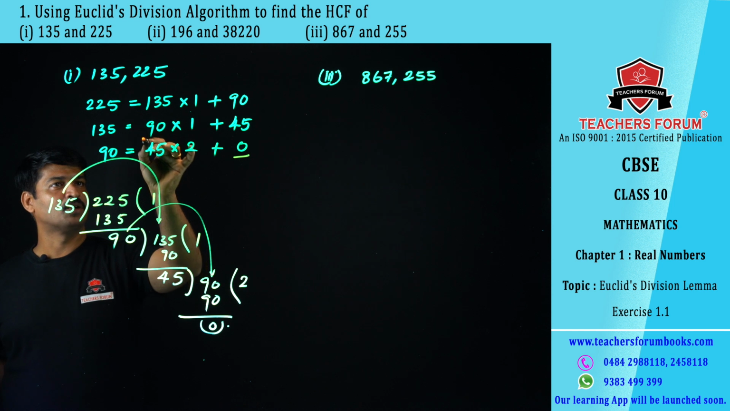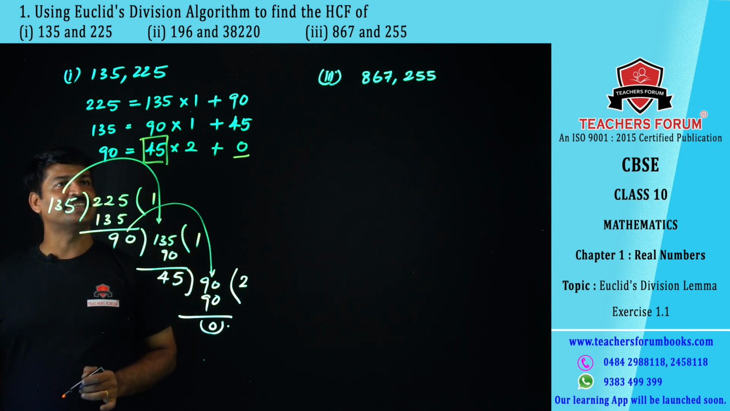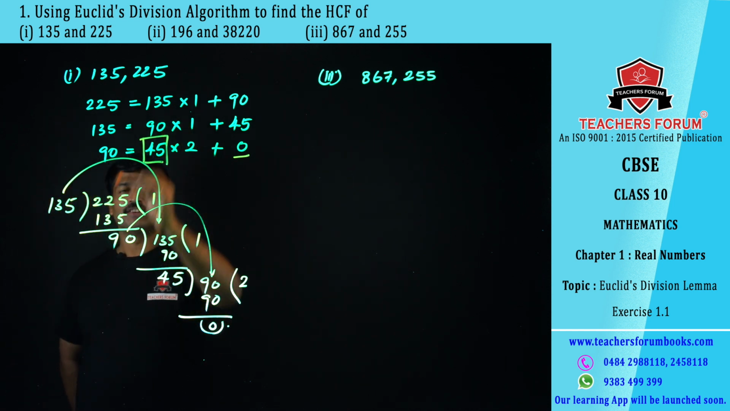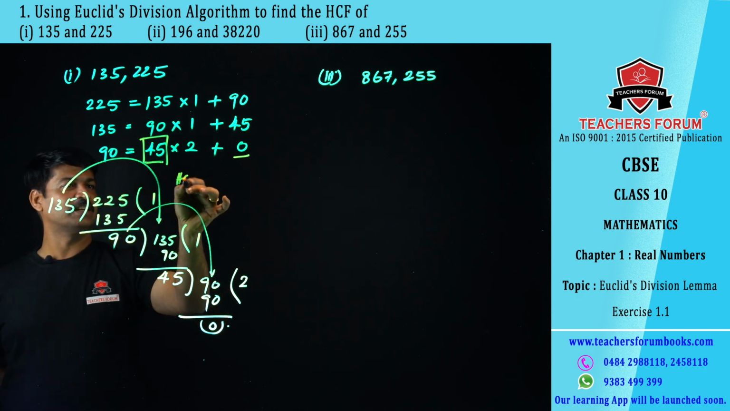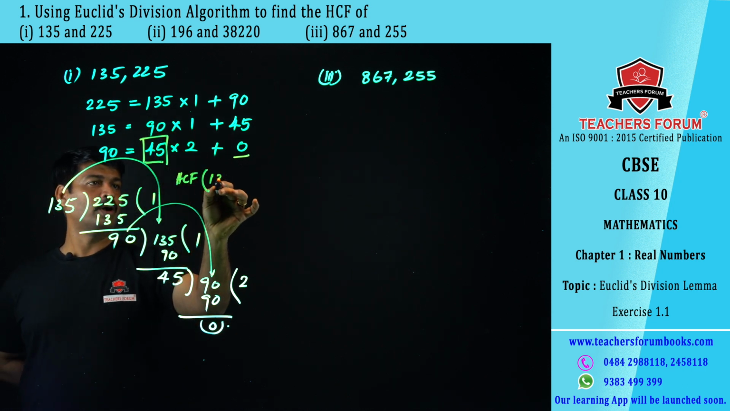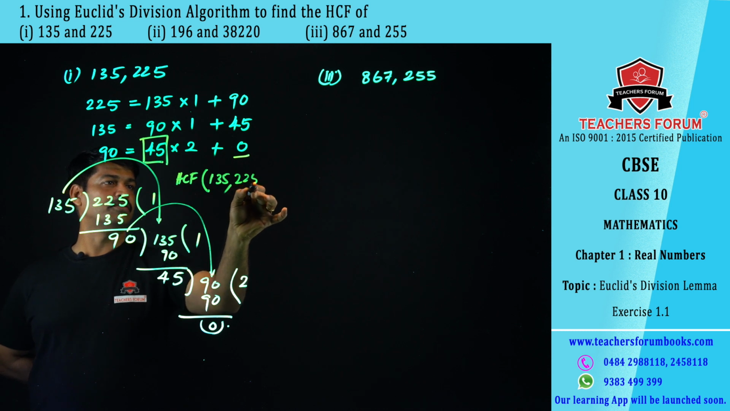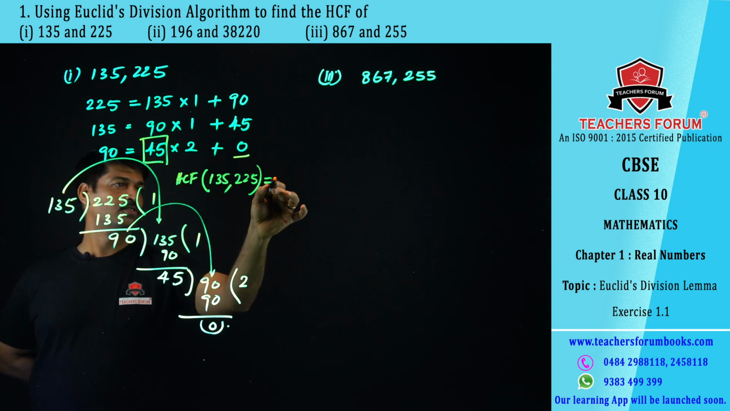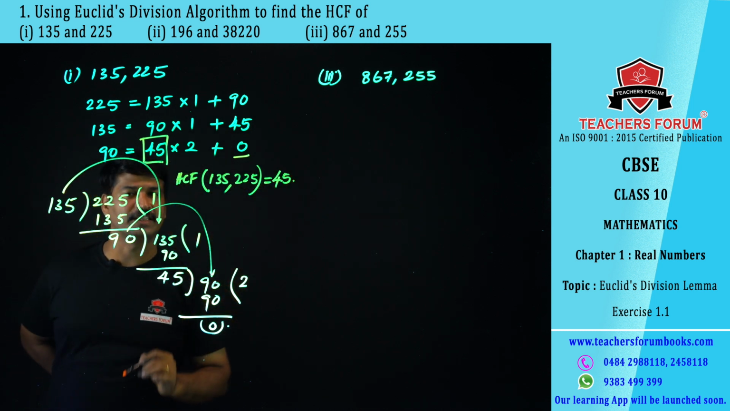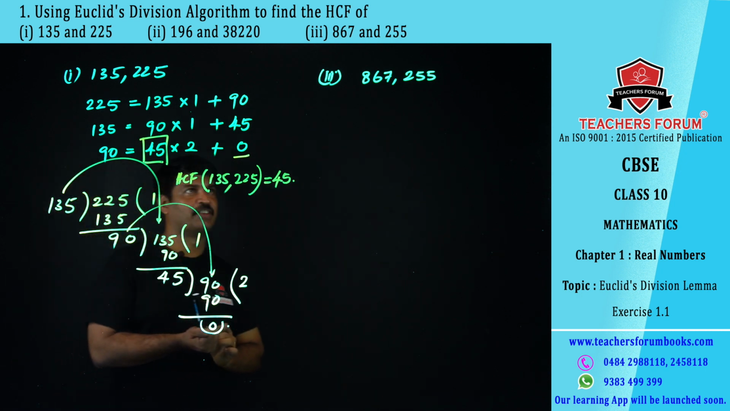When the remainder becomes 0, what is the divisor? That is the HCF of the given two numbers. So here, what's the HCF? HCF of 135 and 225 is equal to 45. I think it is clear. Now let us solve the second one.